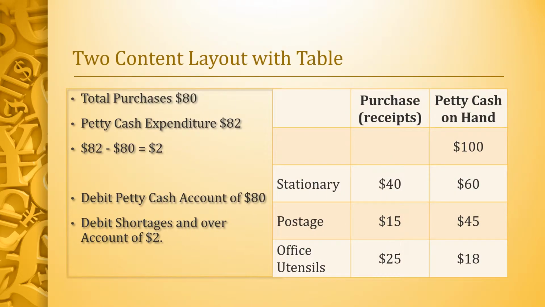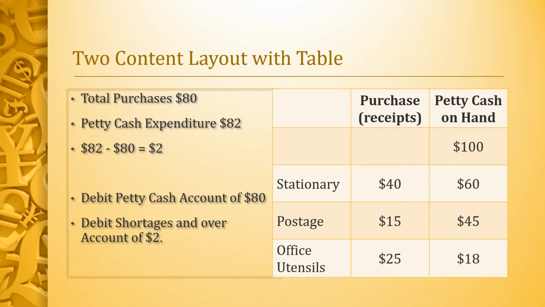Similarly to the previous scenario, our numbers are the same, except that the petty cash on hand after office utensils has been purchased is now $18. If we add up purchases, we get $80. However, since the petty cash in hand is $18, this makes the petty cash expenditure $82, since we can calculate the shortage of $2 in disbursements which have not been accounted for.